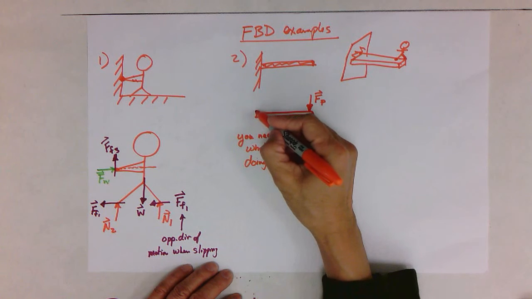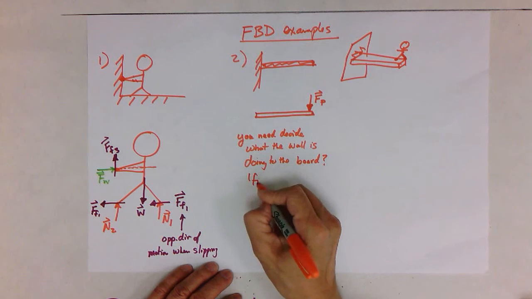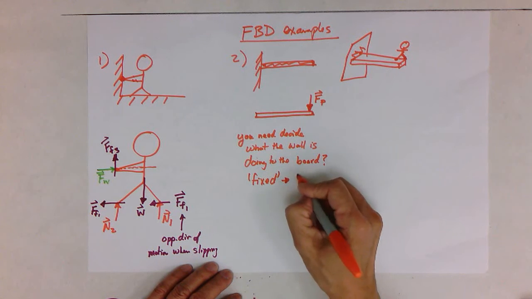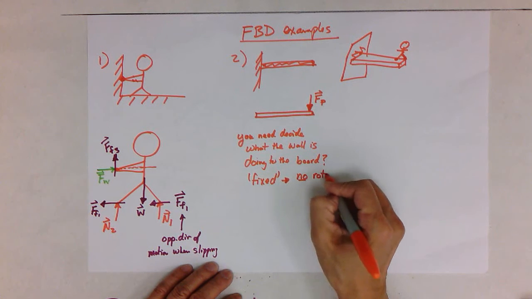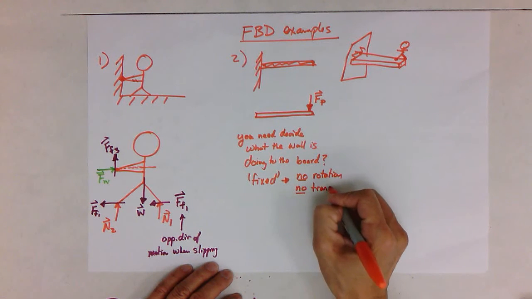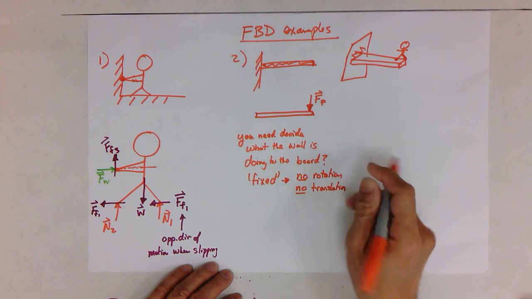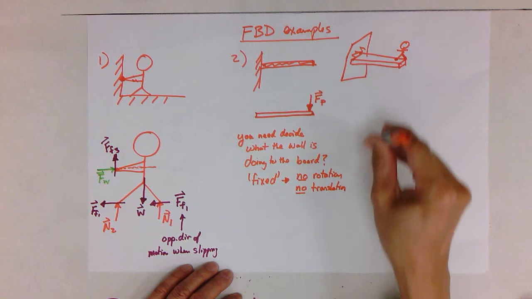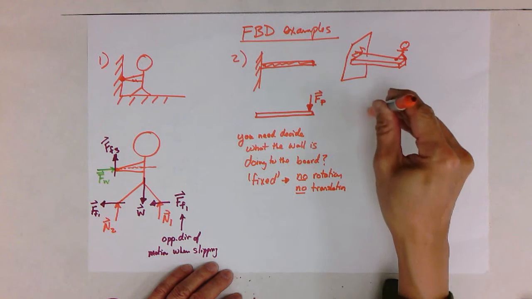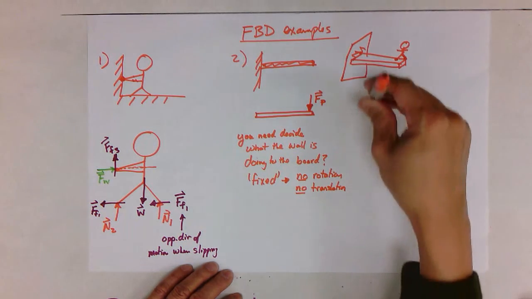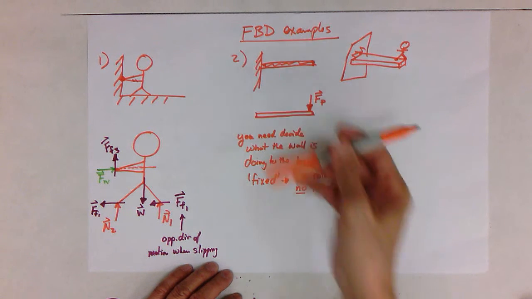Say you wanted to use the fixed condition. So fixed is a word for meaning no rotation, no translation. So this board is stuck into the wall. It's not going to move up and down. It's not going to translate anywhere. And it's not going to rotate. It's not going to bend. It's going to stay essentially straight, sticking out of the wall.